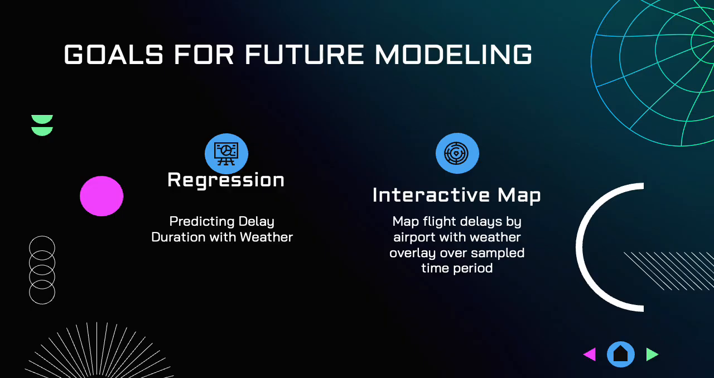However, in the future, we hope to model our data more successfully using regression to predict delay duration by severity of weather, as well as using an interactive map to show flight delays by airport and/or city with a weather overlay over a sampled period of time.